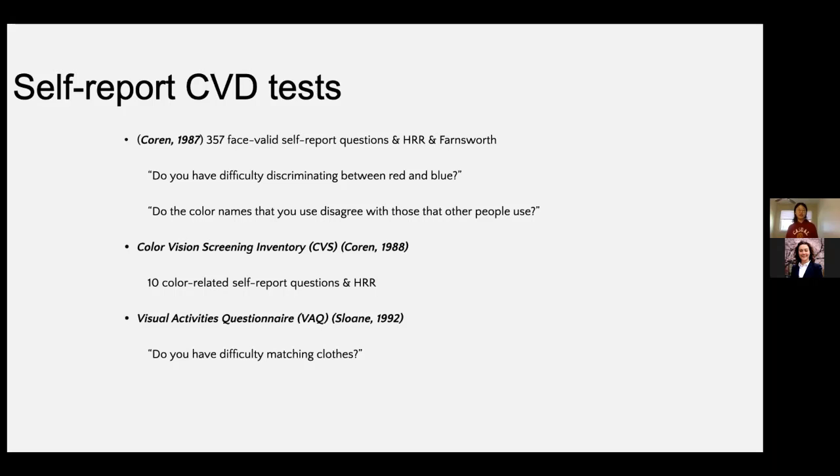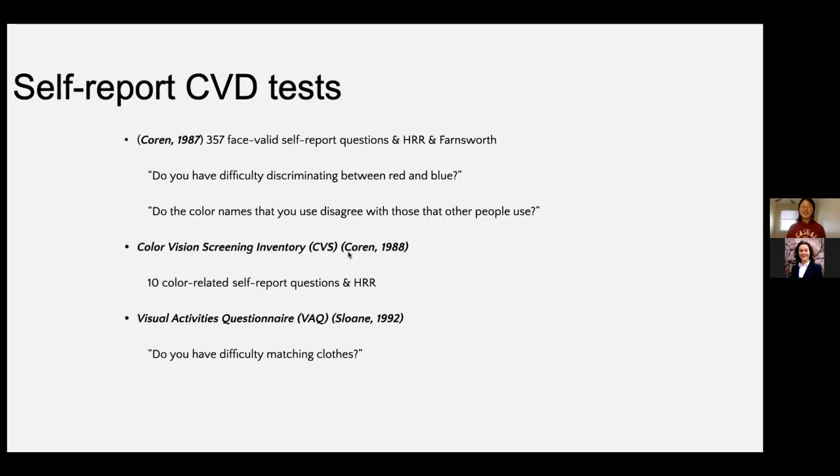After a year, Karen developed a new screen. It's not a new one, but an updated one, specific only to color. It's called the Color Vision Screening Inventory. And after four years, Lowen wrote an article telling the pros and cons of the CVS that Karen developed.